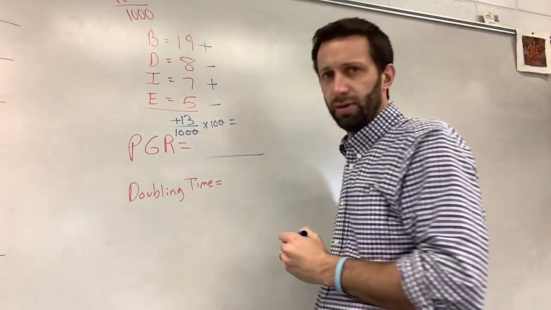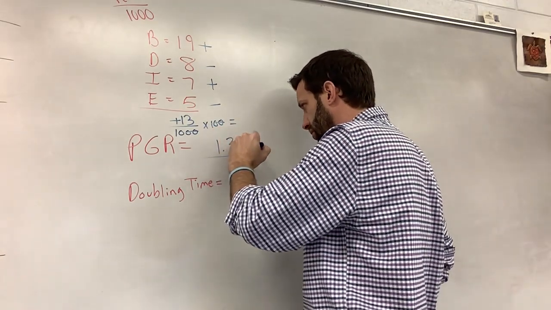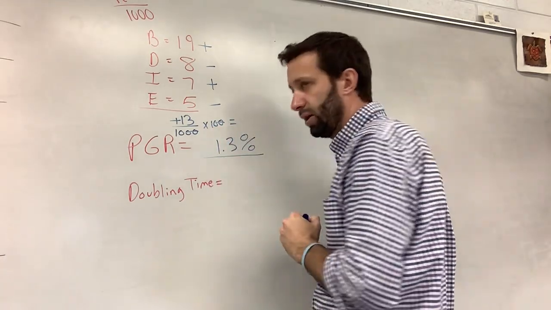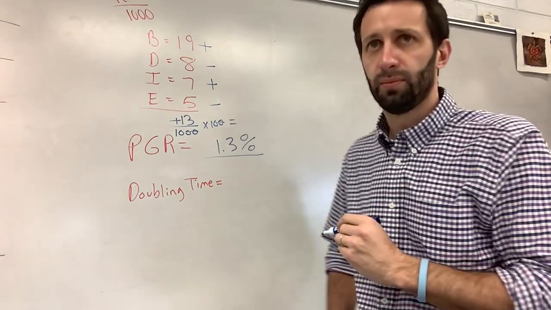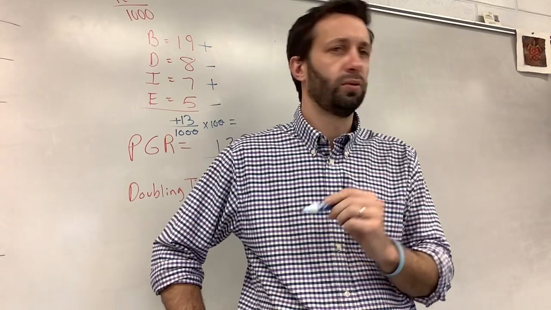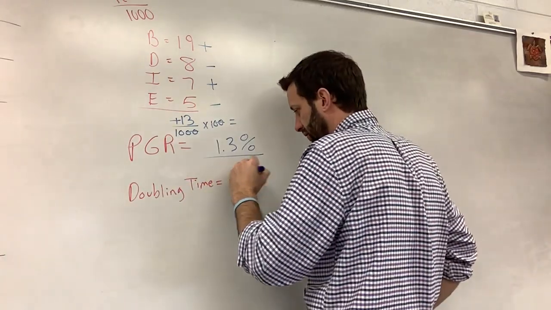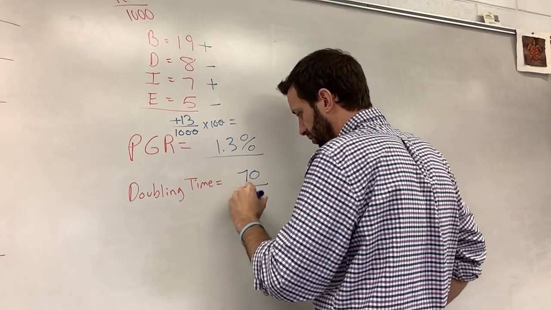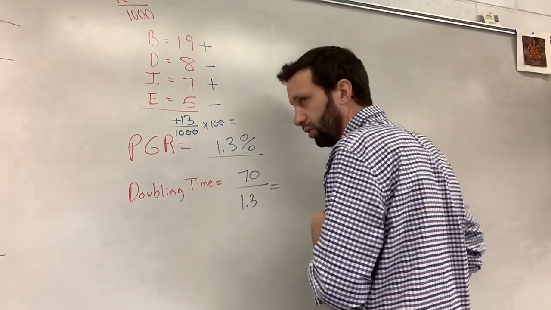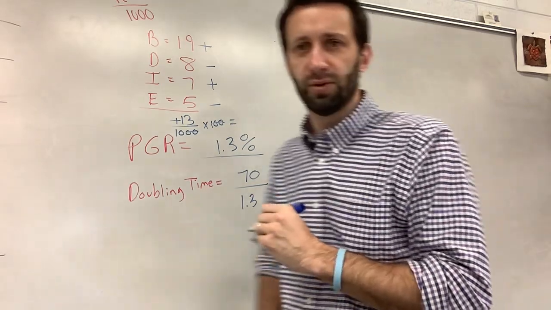And the percent growth rate is? 1.3%. Now, doubling time, you take that number and what do you do? You don't divide it by 7, you divide 70 by the percent growth rate. So you take 70 divided by our percent growth rate. What does that equal, Walker? I'll give you a second.